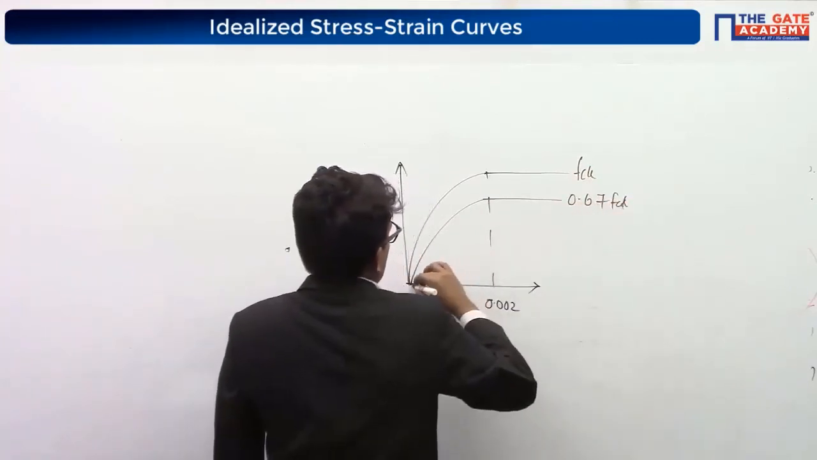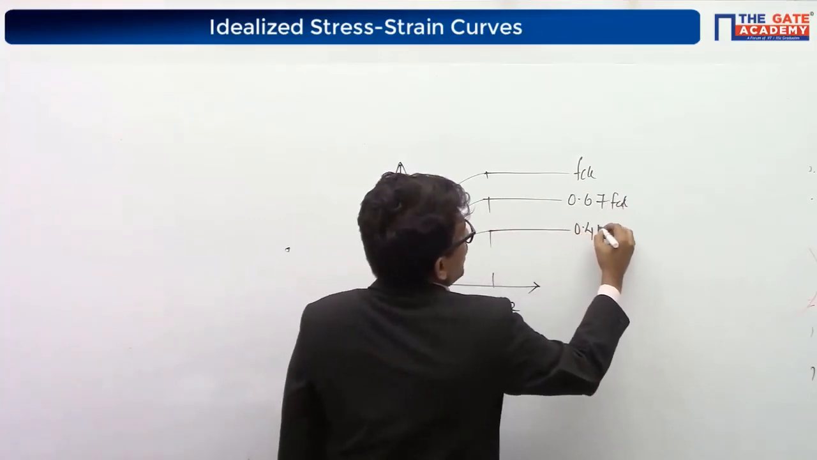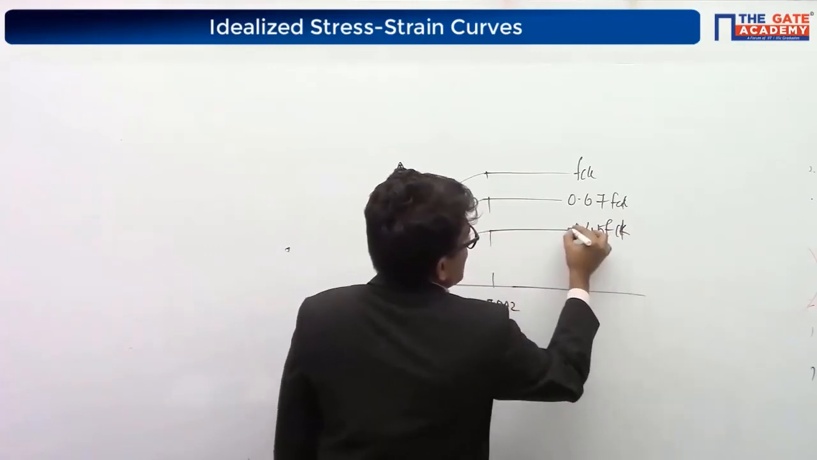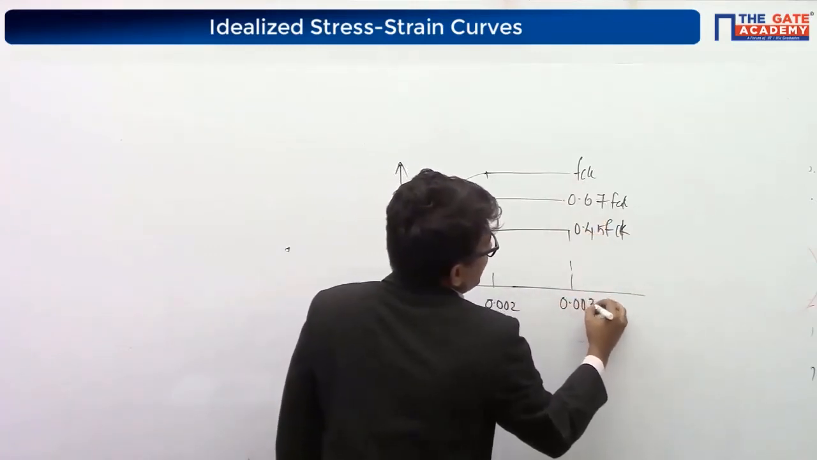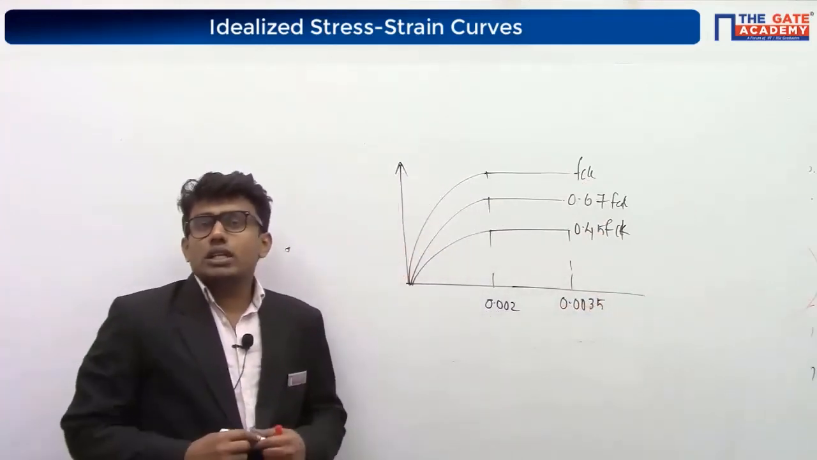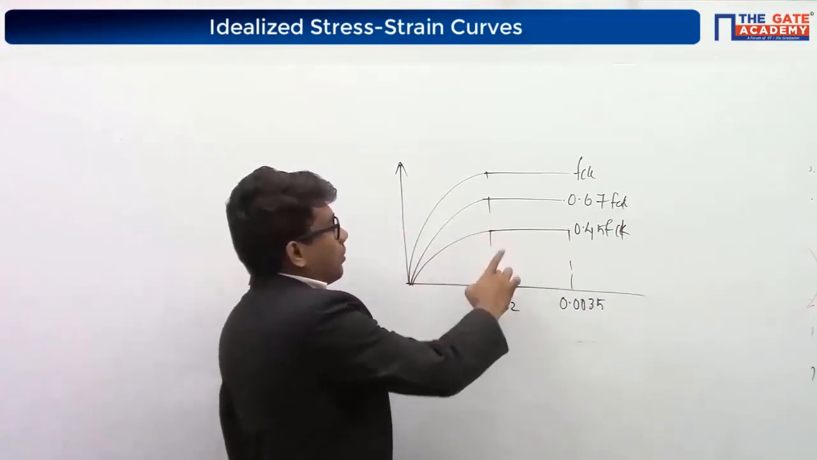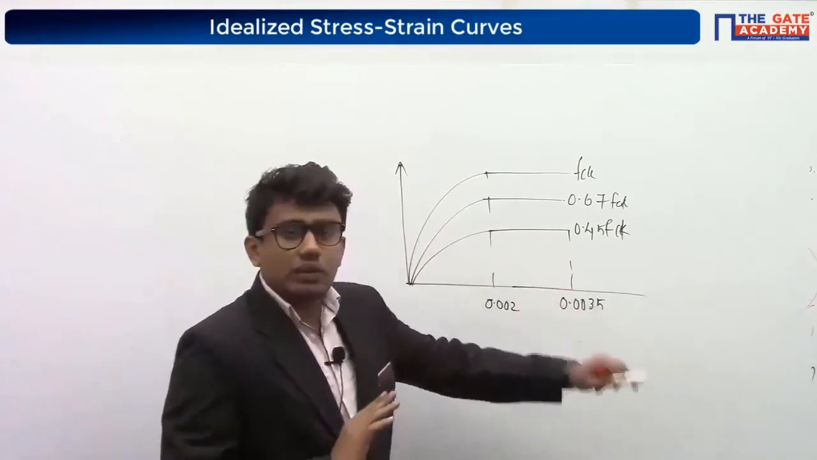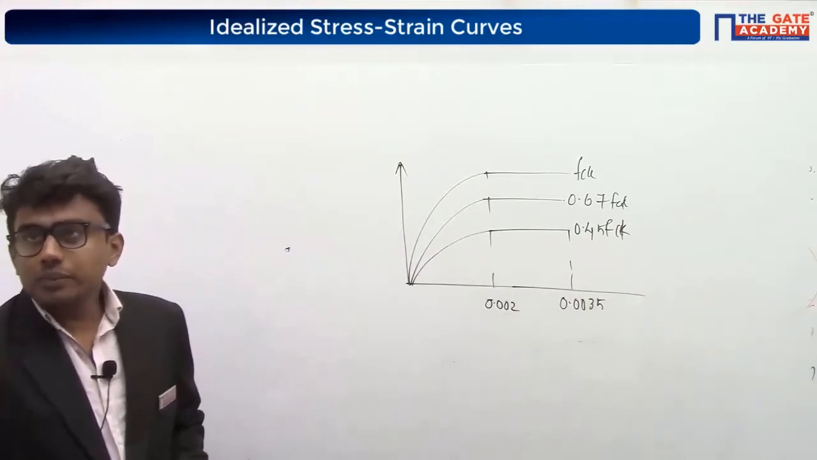But for the design, we have to apply the partial safety factor for concrete, that is 1.5. We will be getting it as 0.45 FCK. This is the stress value at the failure. The strain value corresponding to that will be 0.0035. You have to remember this. If they are going to ask a question, they are going to ask it directly: parabola till the strain value 0.002, after that it will be uniform till the strain value 0.0035. Right? Go to next question.